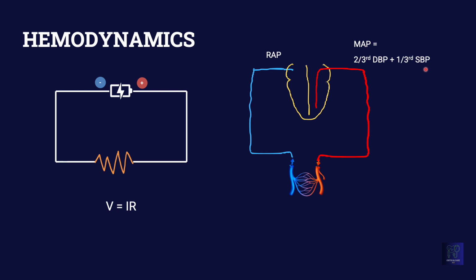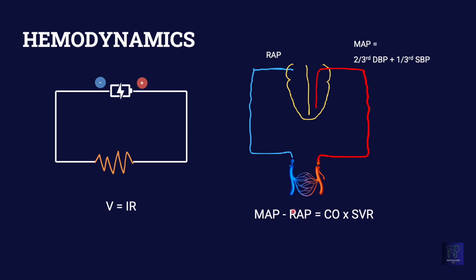So we can apply the same formula V equals IR to the vasculature. That translates into voltage is the pressure difference. So difference between MAP and right atrial pressure equals I, or the current, which is the cardiac output that's flowing through the circuit here, and resistance, which is systemic vascular resistance. Normally, if you take a blood pressure of 120 by 80, the MAP will be around 90.